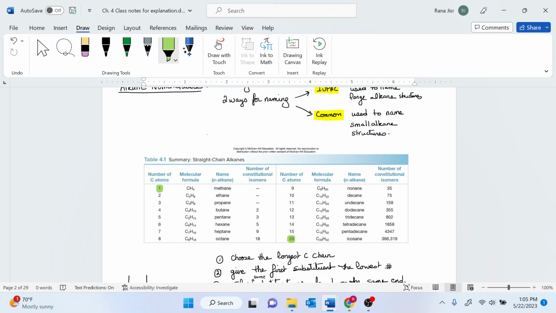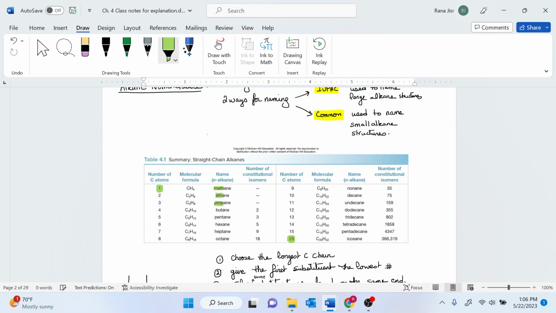Notice that when we are naming the alkane, we're going to start always with our parent name. The parent name is simply the name before the "ane". All alkanes end in "ane" at the end. And whatever comes before the "ane" represents how many carbons you have in your main chain, which is the longest carbon chain. So if you have one carbon, then it's going to be meth. If you have two carbons, then it's going to be eth.